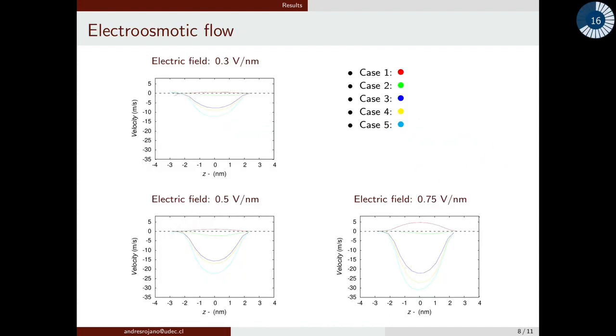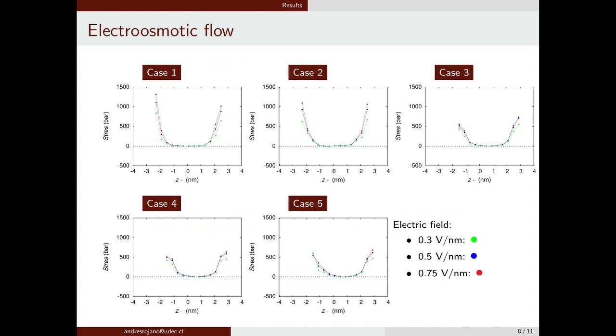Here we can see the velocity distributions for 5 cases which are submitted to 3 different magnitudes of electric field. As you can appreciate, for the cases where charge inversion is developed, there is a reversal in the direction of the flow. This can be explained by the drastic change that is occurring in the electrokinetic driving force at the diffuse layer, as it now contains some region where the nominal charge is reversed.